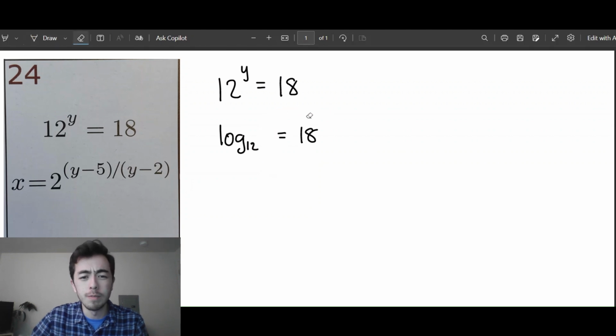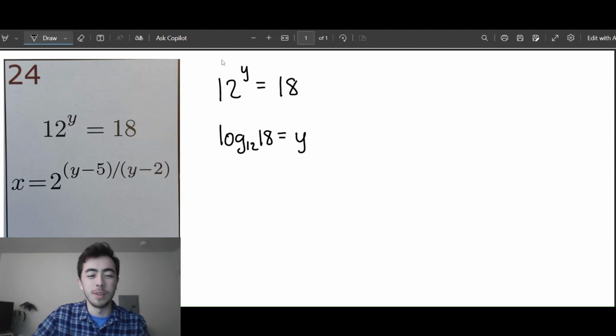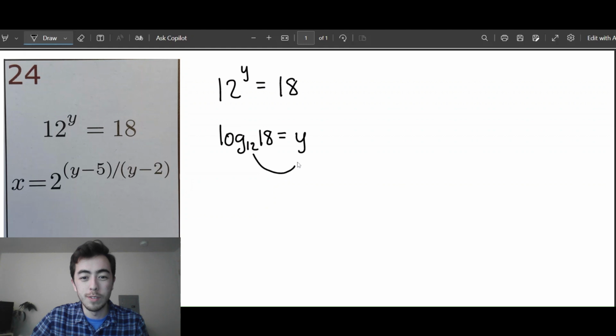I just did this wrong. Glad I checked. 12 is my base. 18 is like the answer, and then y is the exponent, because with logarithms, you solve for the exponent. There we go. So this is 12 to the power of y is equal to 18.